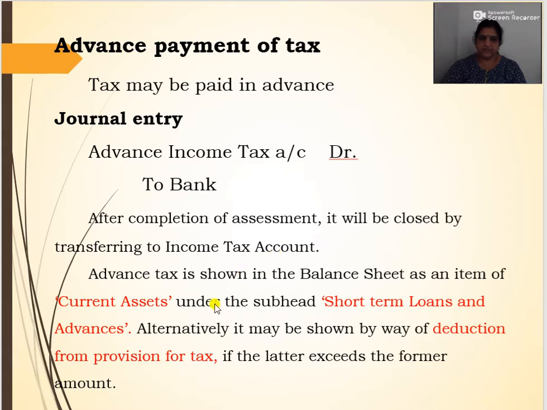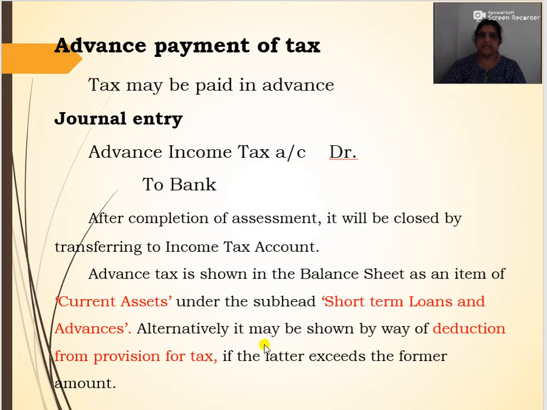Now regarding the accounting treatment, advance tax is shown in the balance sheet as an item of current assets under the subhead short-term loans and advances. Regarding the asset side of the balance sheet of a company, mainly there are two items, that is non-current assets and current assets. Here the advance tax comes under the current assets, and that too under the subhead short-term loans and advances.